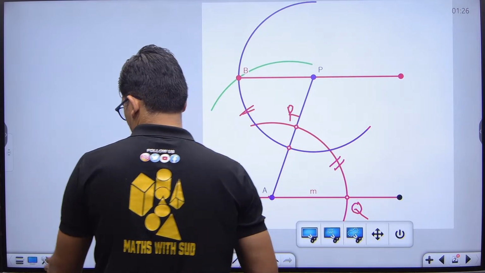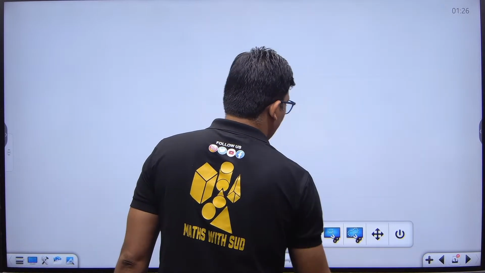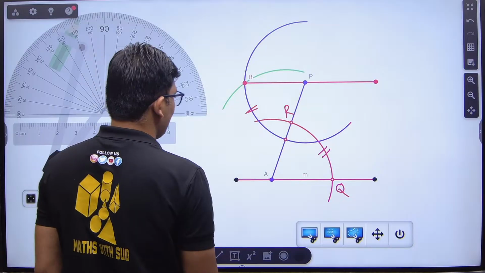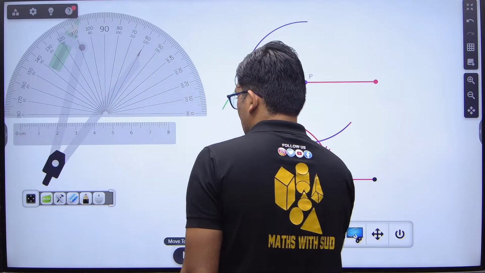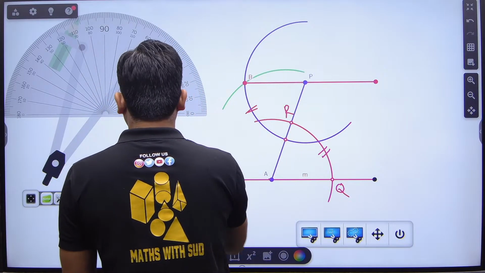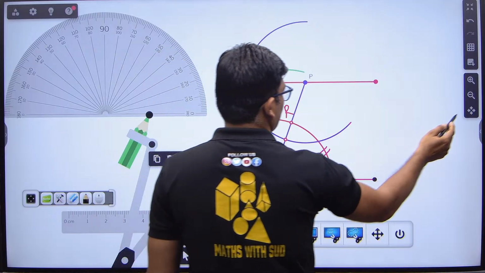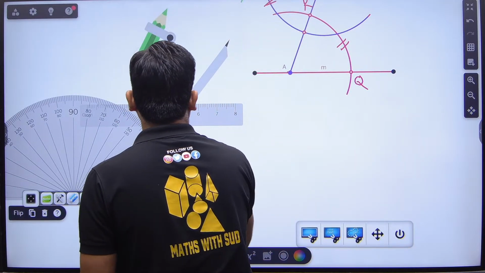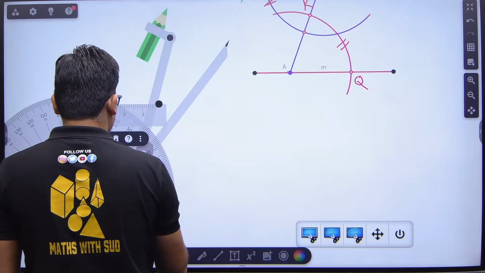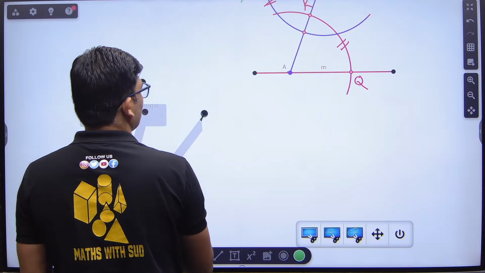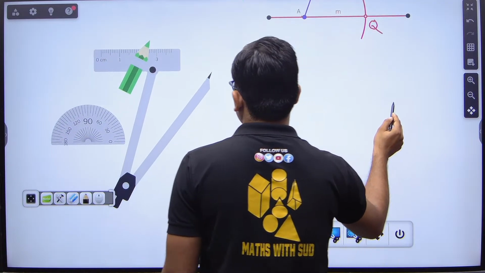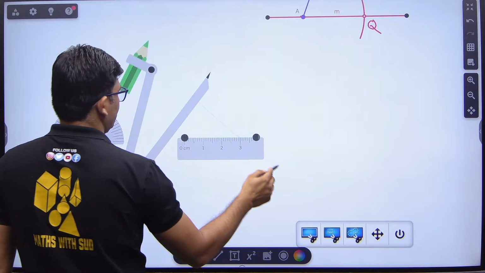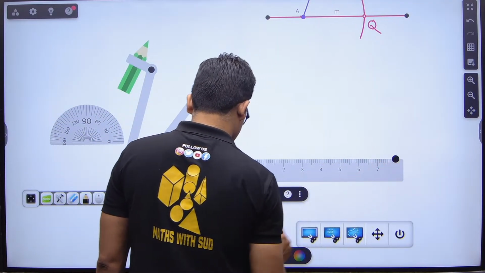Okay. Now, is this the only way? The answer is no. We have one more way, and let's learn that way as well. Now, in the second part, again we are going to use the same two things. So we've been given a line.